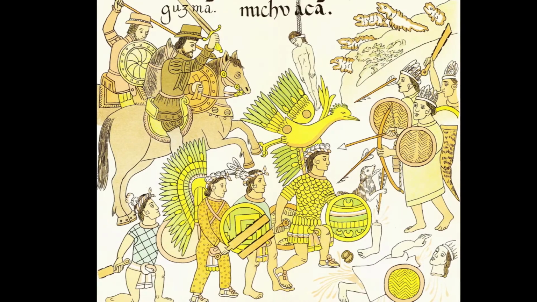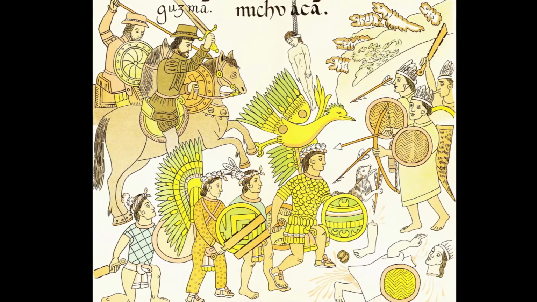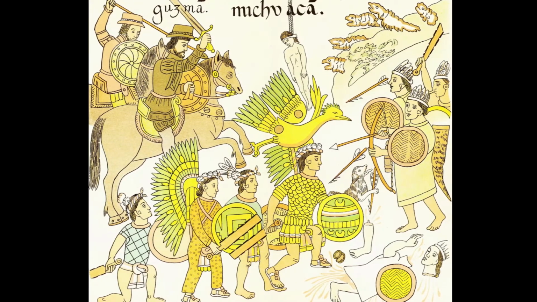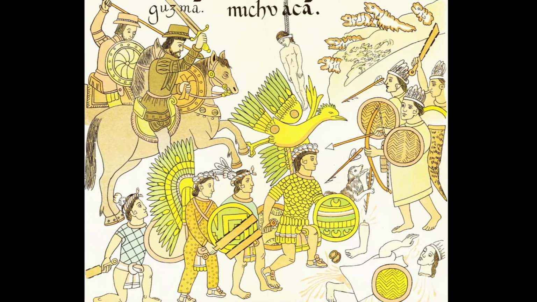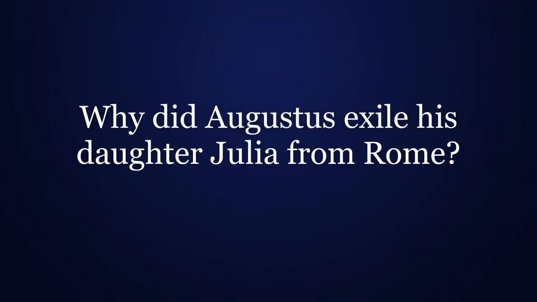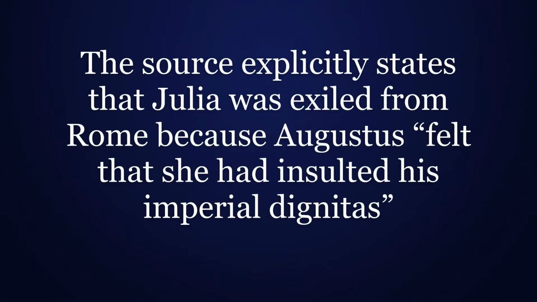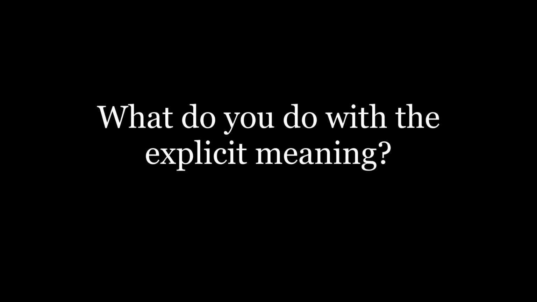Once you have completed these steps, you should feel more confident about what the source is saying and what information it contains. Therefore, if on an exam a question asked, why did Augustus exile his daughter Julia from Rome? You could answer that the source explicitly states that Julia was exiled from Rome because Augustus felt that she had insulted his imperial dignitas. So what do you do with the explicit meaning of a source?